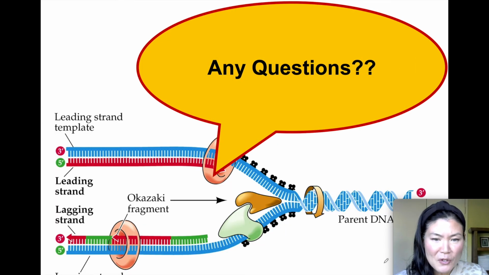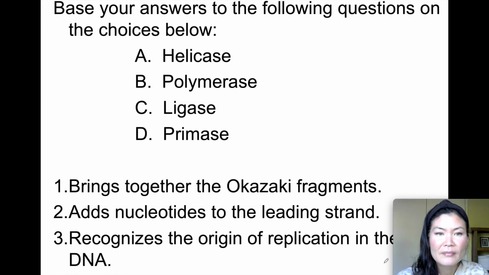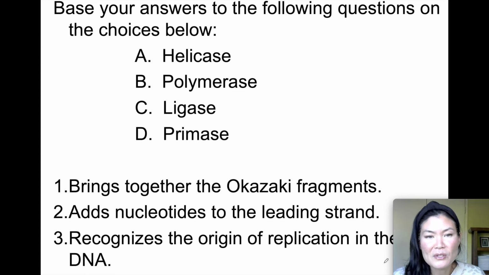Okay, let's do some review questions, and then I'm going to go back to a few slides in the PowerPoint and talk about the experiment that proved that DNA replicates in a semi-conservative manner. Base your answers in the following questions on the choices below. We have answer choices helicase, polymerase, ligase, primase. Number 1 brings together the Okazaki fragments. Which of those enzymes bring together the Okazaki fragments? Yes, you're correct. Ligase.